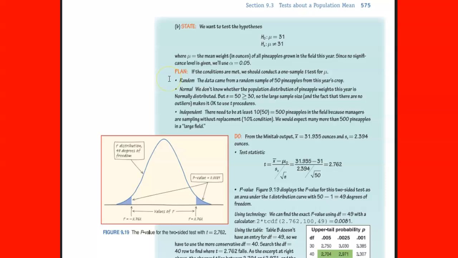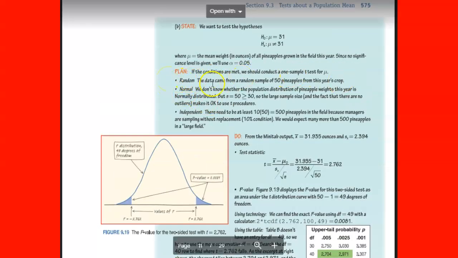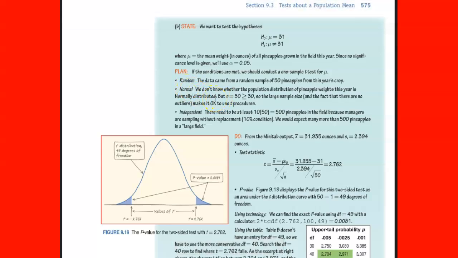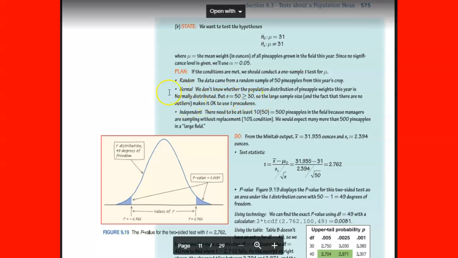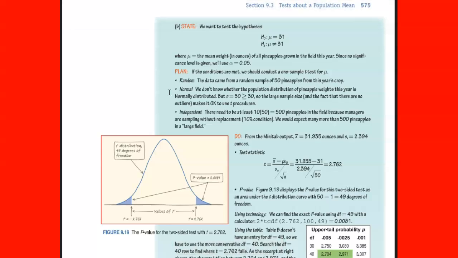So the plan portion, this has not changed. Randomness, normality, and independence. Random, it says so. Normality, let's see. Do we know about the population? No, we don't. But the sample size is bigger than 30, right? The central limit theorem says, hey, we're good here. We don't have to worry about a box plot, or outliers or skewness. The sample size is bigger than 30, so the central limit theorem kicks in. Again, central limit theorem is cool for means. It doesn't do anything for proportions, but we're in means, so that's good.